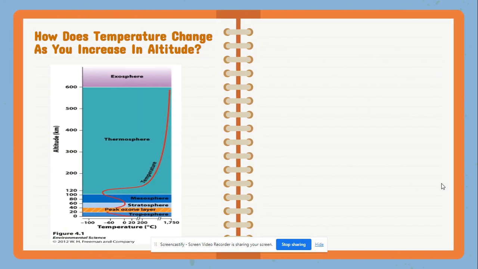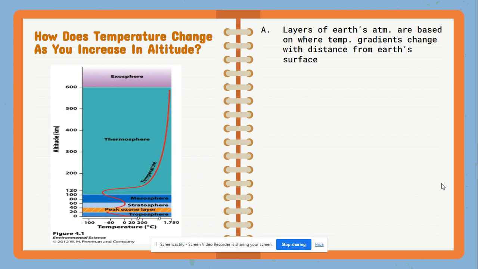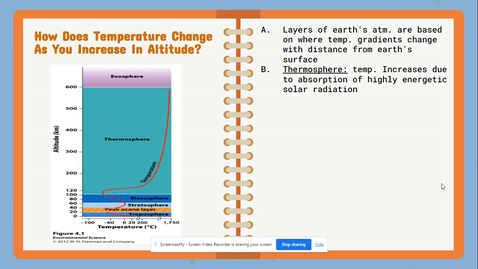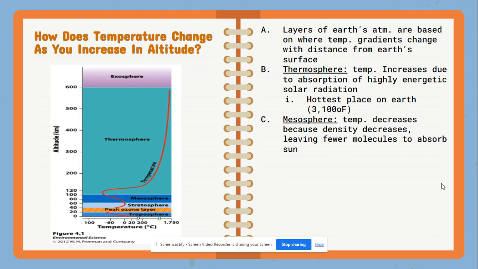So how does temperature change as you increase in altitude? Well, we discovered today with our virtual ballooning that depending upon where you might be is going to tell us a lot about the temperature change or gradient in that layer. The thermosphere temperature increases due to the absorption of very highly energetic solar radiation. It is actually the hottest place on Earth, but the mesosphere's temperature actually decreases because density decreases, a lot fewer molecules in order to absorb that solar radiation.